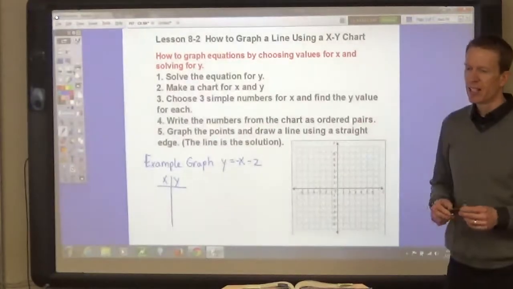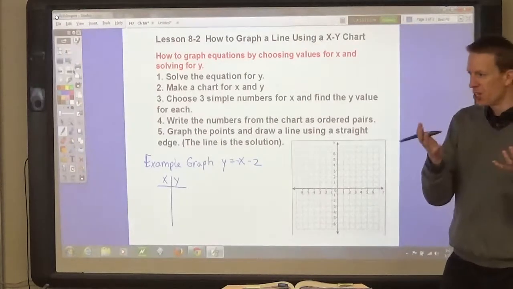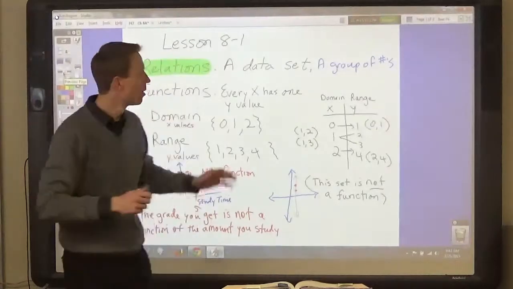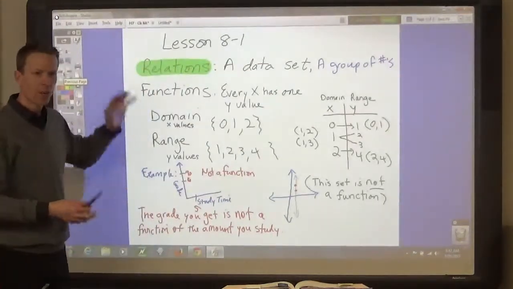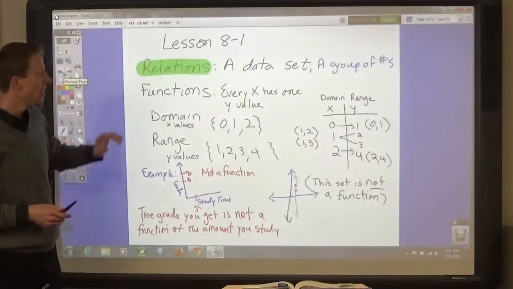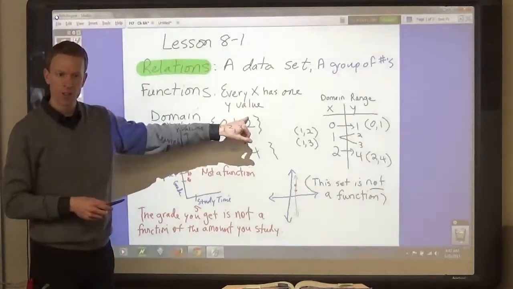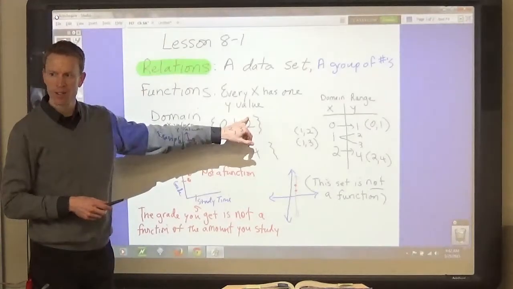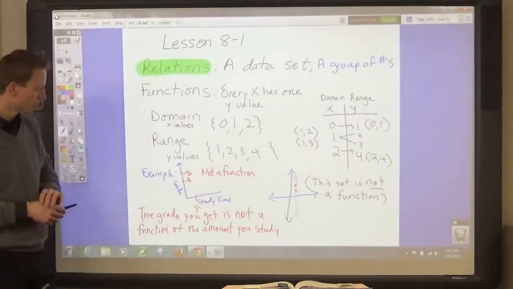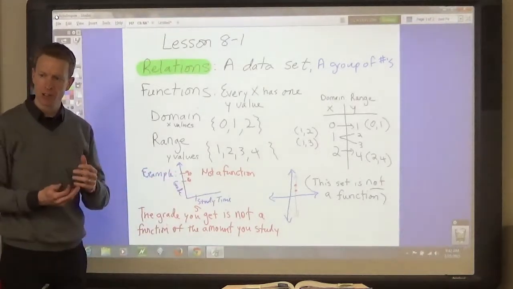Seventh graders, yesterday we talked about functions and relations, which are groups of data or groups of numbers, a data set, and how they relate to each other. We said that a function is when every x value has only one y value. I gave you an example of something that would not be a function.